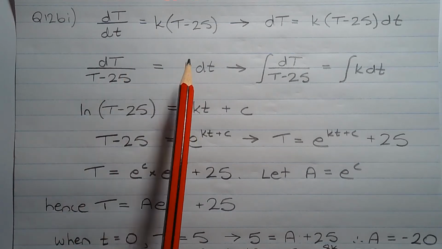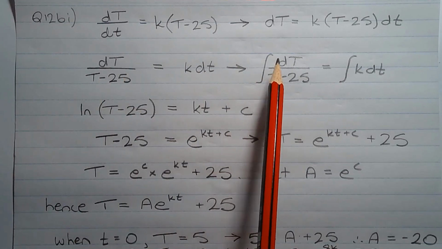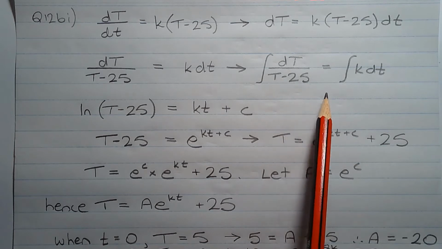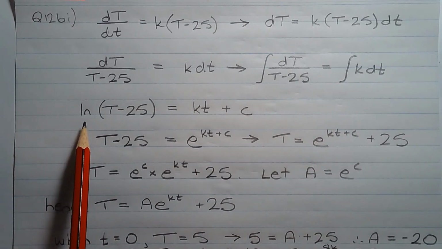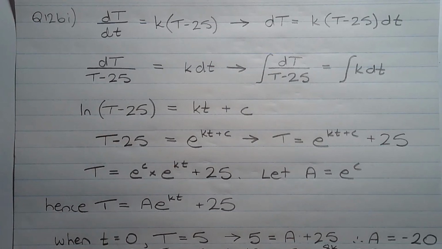Next, we integrate both sides of this equation. So the integral of dT over (T minus 25) is equal to the integral of k dt. And that gives us ln of (T minus 25) is equal to kt plus the constant c. Now, raising both sides of the equation to the base e, we get T minus 25 is equal to e to the power of (kt plus c). And adding 25 to both sides, we get T is equal to e to the power of (kt plus c) plus 25.